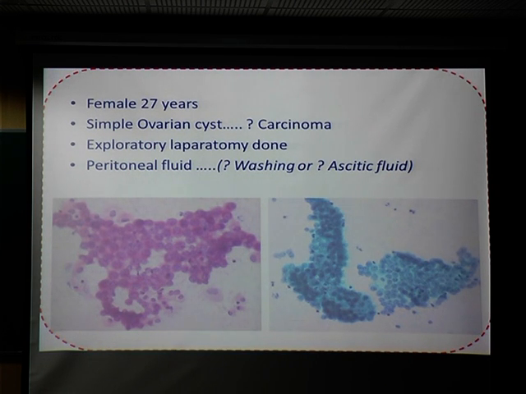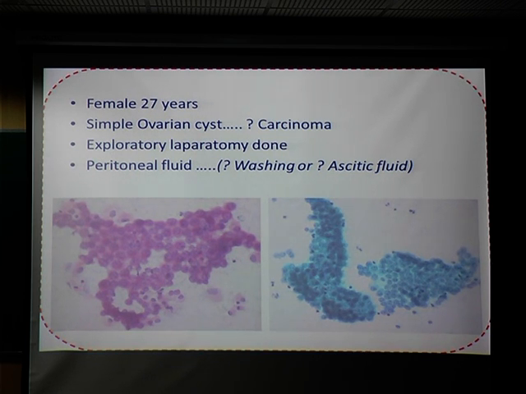In another scenario, this is a female 27 years. This is what was written on the requisition form: simple ovarian cyst, query carcinoma. Now a 27-year-old female, query carcinoma, I mean, you can get ovarian cancers in young age, but it's slightly difficult to digest. Another thing that was written was exploratory laparotomy done, peritoneal fluid sent for cytology.